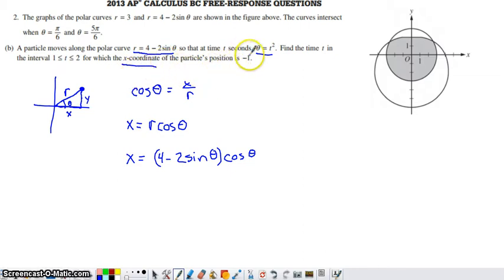Well, I think what we can do, based on what we have written out right here, is find the theta value. Theta equals what when x equals -1? So let's start by finding that theta value, and then we should be able to use this relationship between theta and t in order to find the corresponding t value.